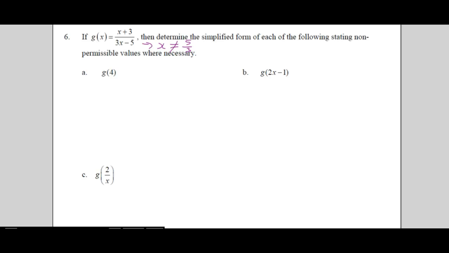Now with g of 4, you're not going to have to worry about that. If it was g of 5/3, you'd say, we've got an issue here. It's not going to evaluate. So if you did see g of 5/3, you would just write no solution. Does not exist. You can't do that.